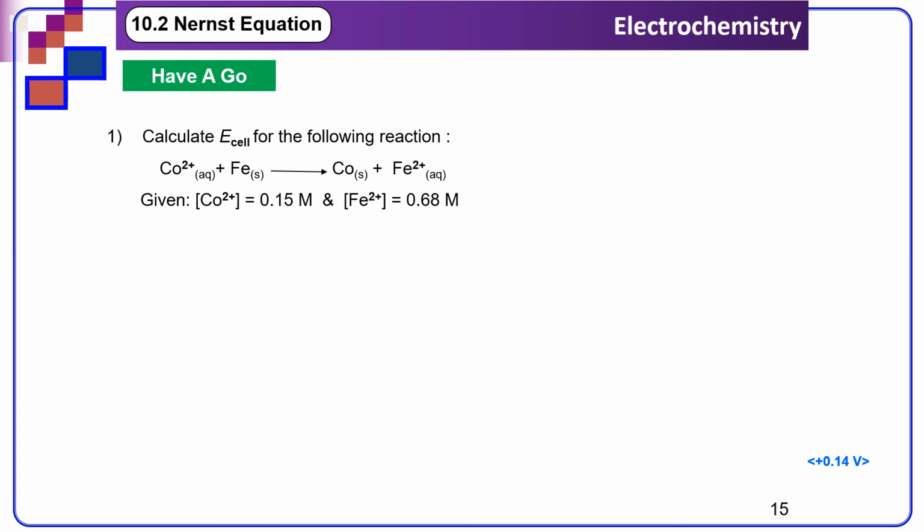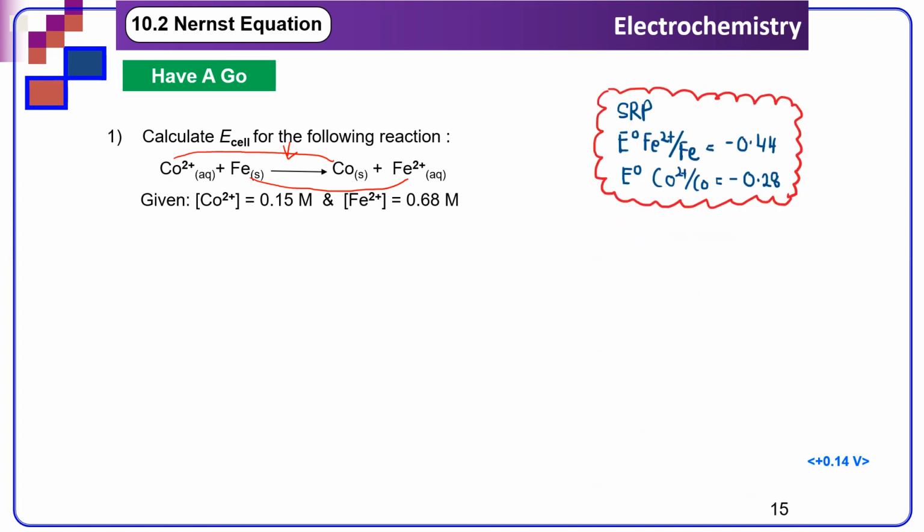From cobalt 2 plus to cobalt solid, this is reducing the oxidation number. Reducing the oxidation number means this is cathode. So reduction occurs at cathode. Then from iron to iron 2 plus, the oxidation number increases, so this is oxidation.